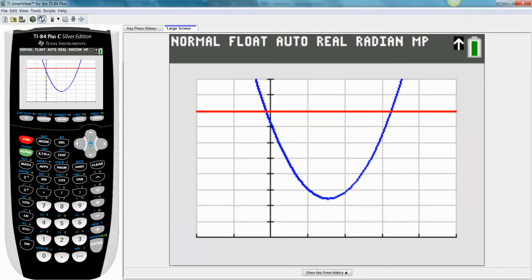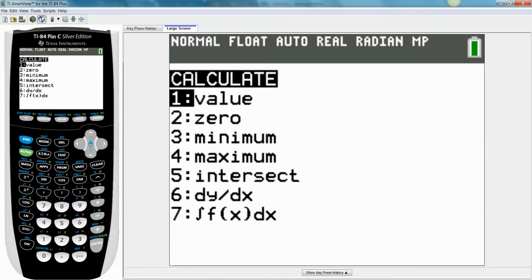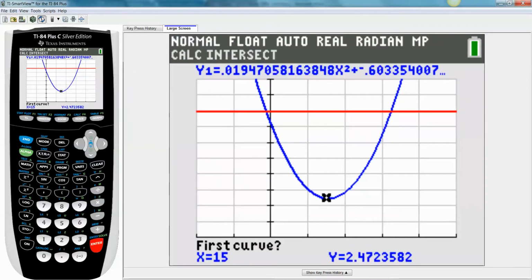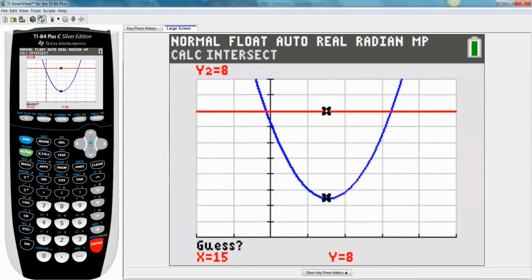All right, then you hit second calc. Number 5, you want intersect. Enter, enter, and it's going to find whichever one it's closest to for the guess. So if you want to find the one on the left, move your little cursor over to the left. As long as it's closer to the one on the left and you press enter, it'll find the one on the left.